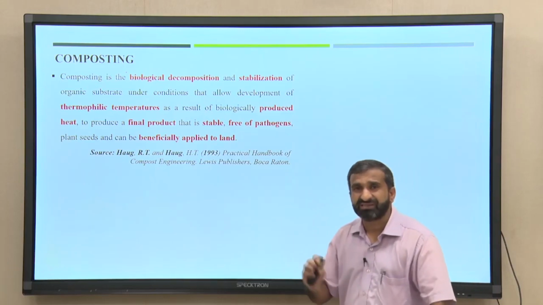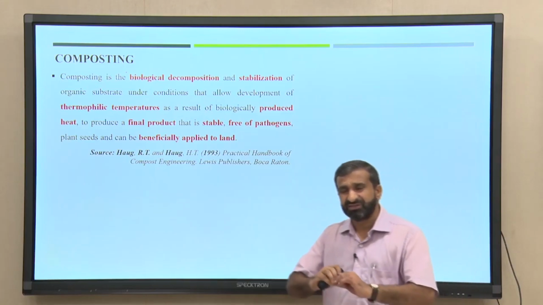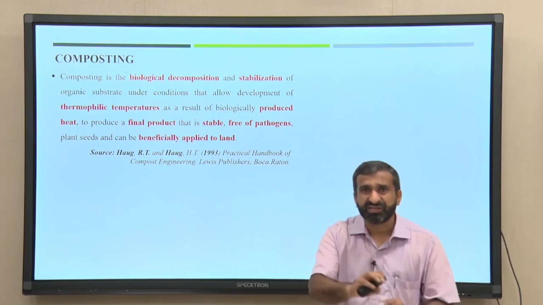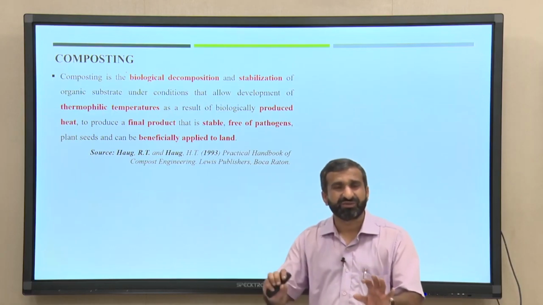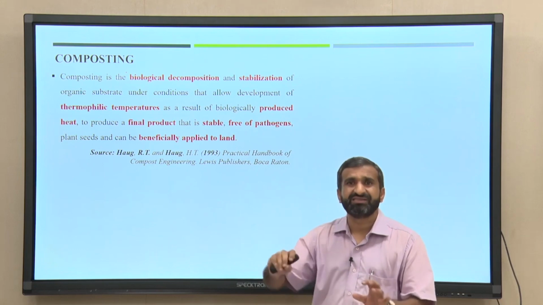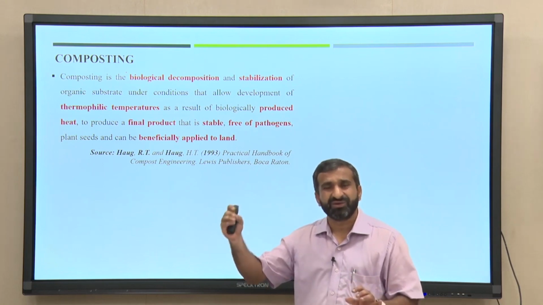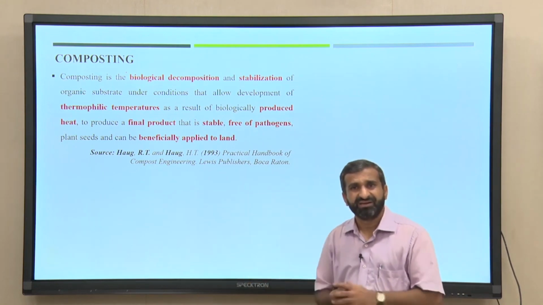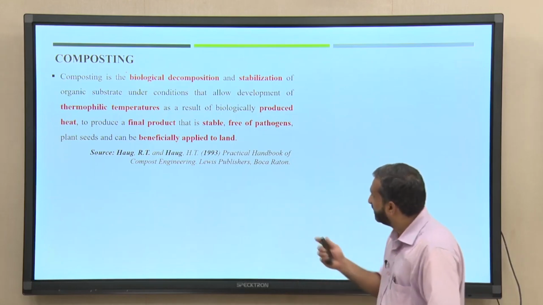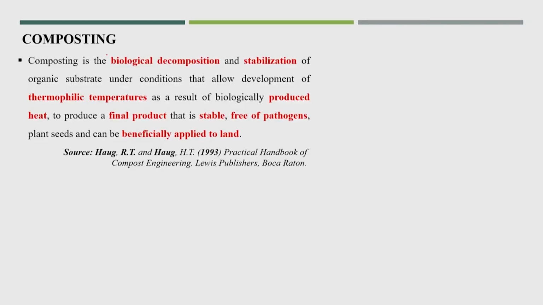So what is written is that it allows development of thermophilic temperature. And why does this temperature increase? This temperature increases because of the degradation of organic matter. Because of that, some energy is produced, which we can easily find by measuring temperature, as a result of biologically produced heat, to produce the final product that is stable, which I already talked about, and free of pathogens. This is also very important: stable and free of pathogens.